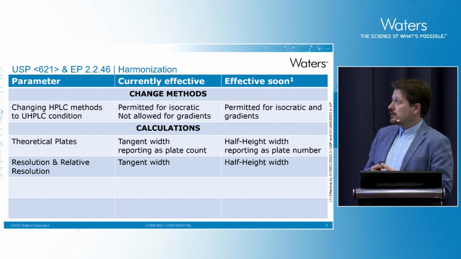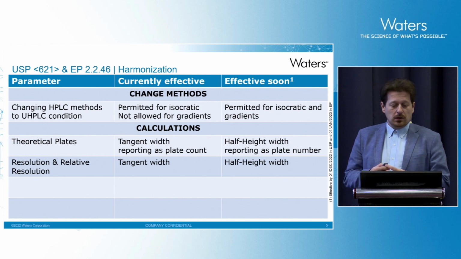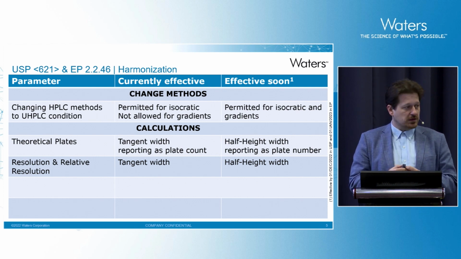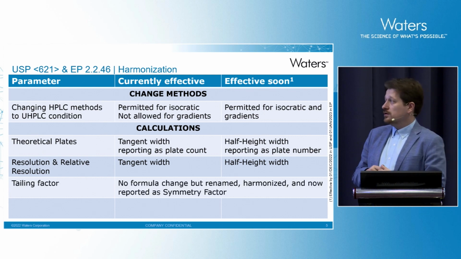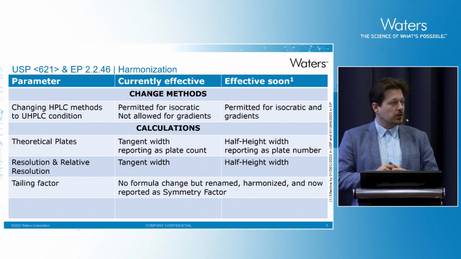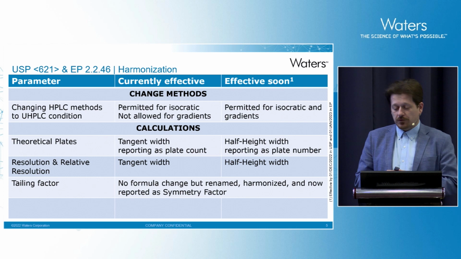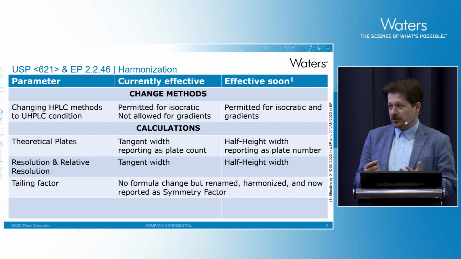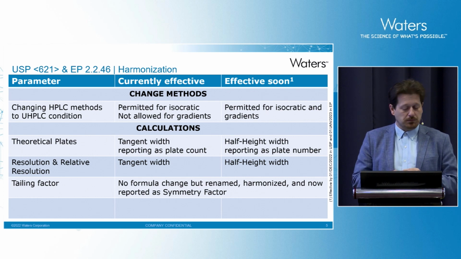Also, a small detail, theoretical plates have been renamed to now be plate count in both books. So if you have a report, please say this is a plate count, not a number of plates. The tailing factor did not undergo any change in the formula, but the term tailing factor is removed from the USP. So we are in both books only talking about symmetry factor in the future. And if your symmetry factor is below 1, the peak is considered fronting. If the symmetry factor is above 1, the peak is considered a tailing peak. Factor 1 is preferred, that would be the perfect Gaussian peak shape.